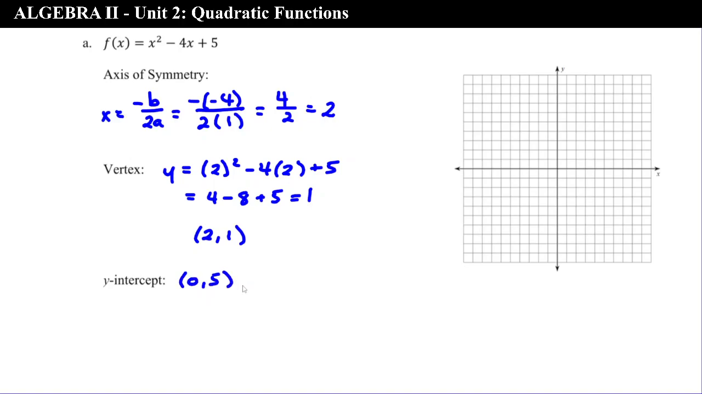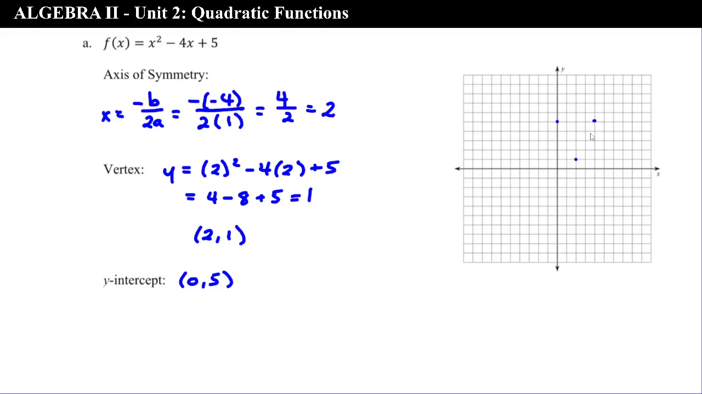So let's plot this. Our vertex is (2, 1), so over 2, up 1. And our y-intercept's at (0, 5), so we're just going to go up 5 on the y-axis. And if we use our axis of reflection, or our axis of symmetry, we can reflect across it. Now we have 3 points.